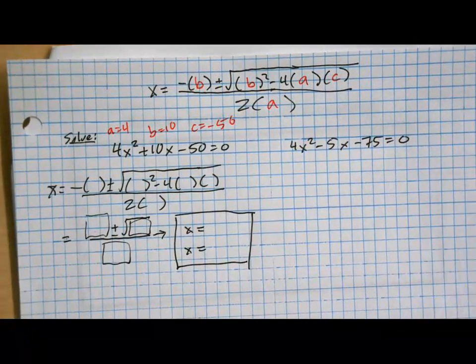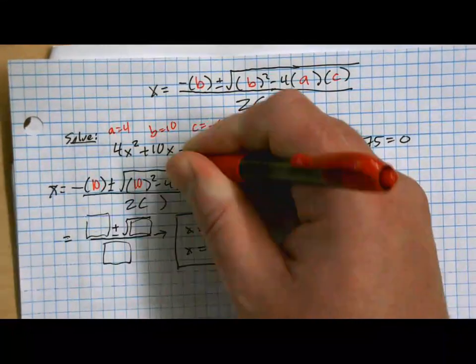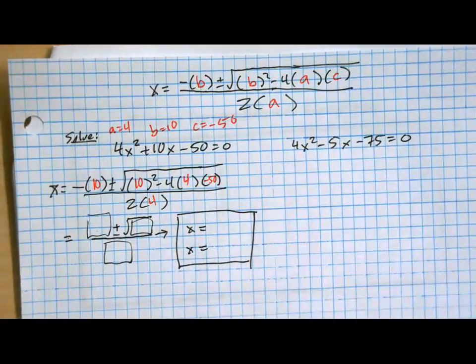Thanks. All right, so B is 10. That goes here and here. A is 4, that goes here and here. C is negative 50.